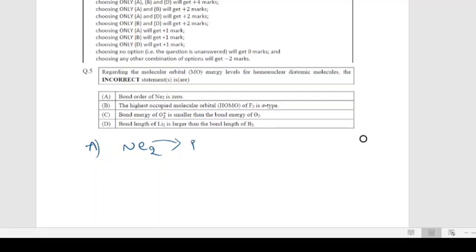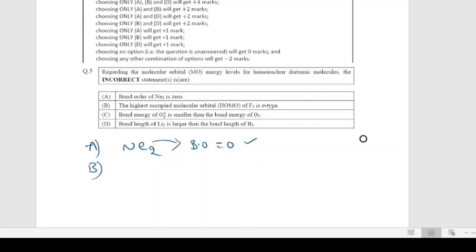Hence, the bond order we can say that G. So it is the correct statement. What about option B? The highest occupied molecular orbital of F2 is a sigma type. No, it's not sigma type.